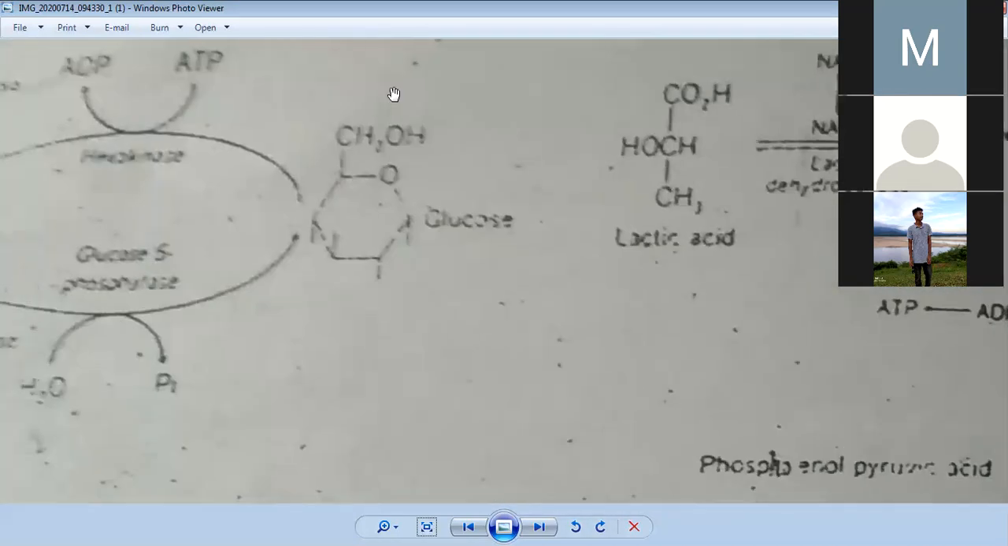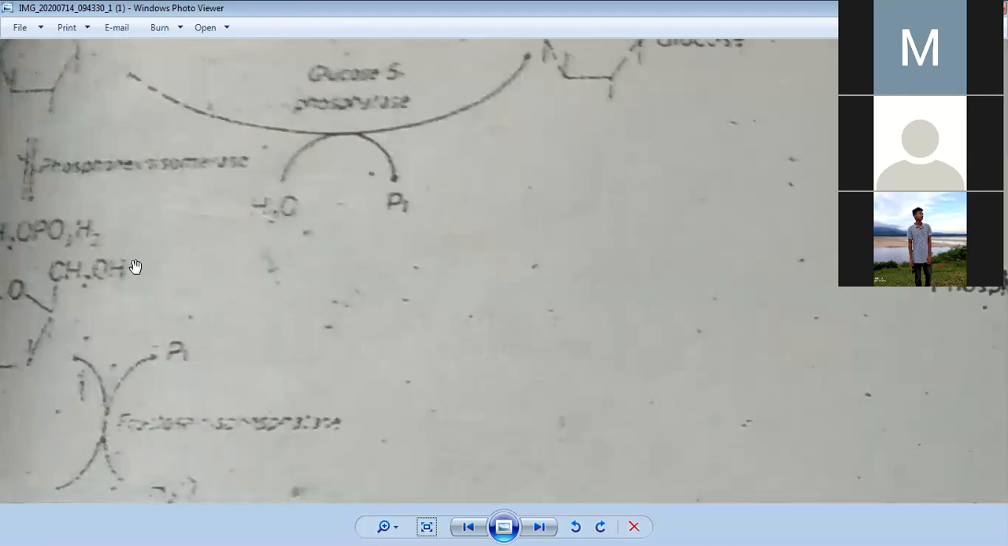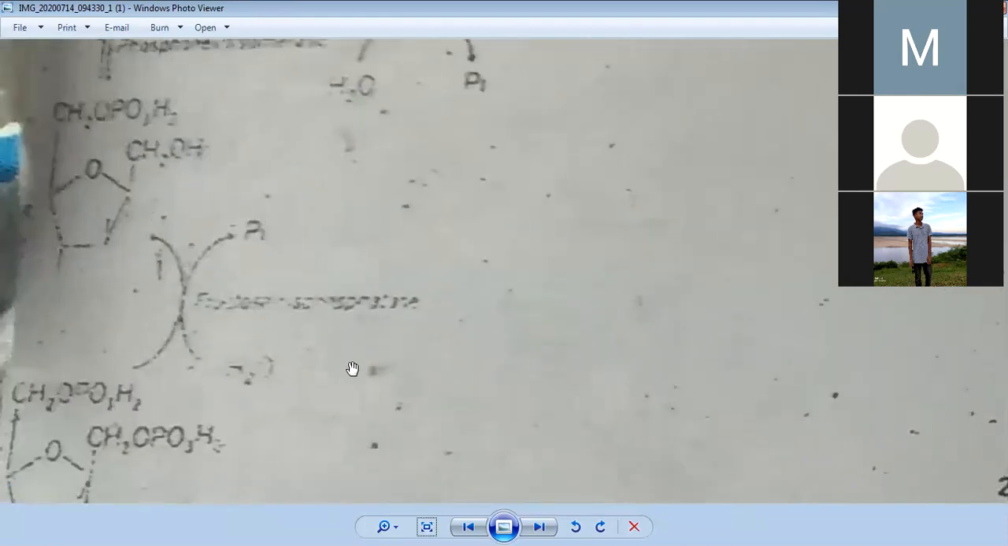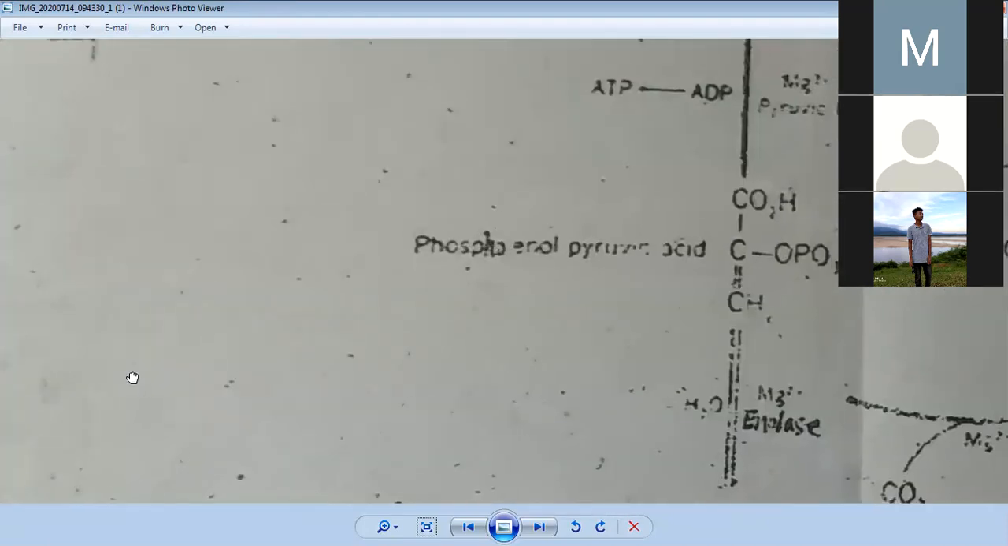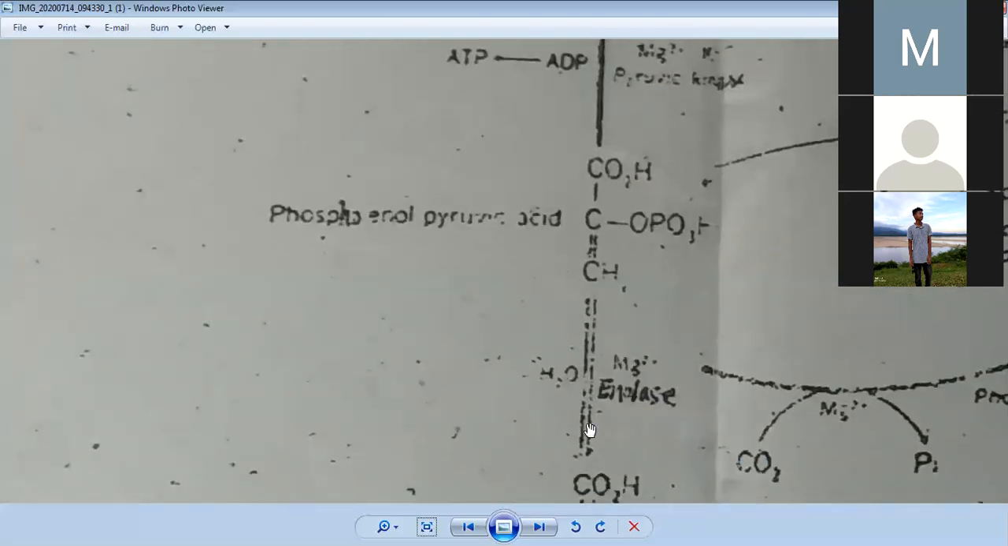This reaction from glucose, catalyzed by hexokinase, is a one-way reaction. This, from glucose to glucose 6 phosphate, is irreversible. Then this one is reversible, but this number 3, from glucose 6 phosphate to fructose 6 phosphate, is also irreversible. And number 9, this is irreversible. All other reactions are reversible.